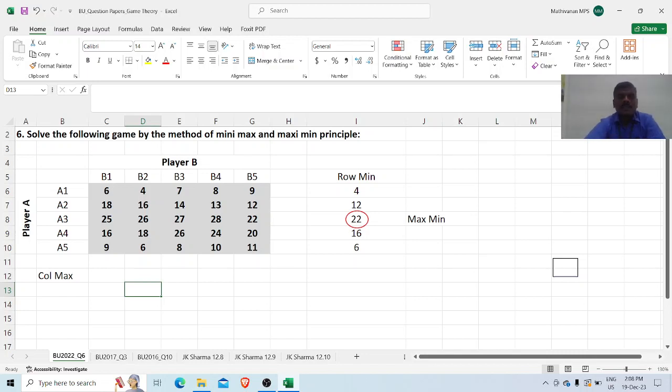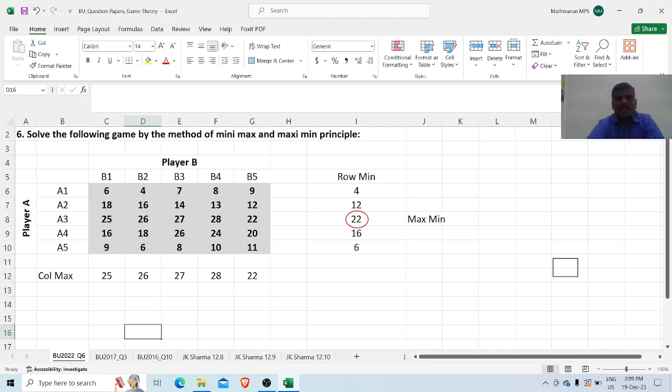Now look at the first column. The first column is where player B is using the first strategy. What is the maximum value? 25 points. When player B is using the second strategy, the loss is 26 points, maximum loss. When player B is using the third strategy, 27 is the maximum value. When B is using the fourth strategy, 28 is the maximum value. And when player B uses the fifth strategy, the maximum value is 22.